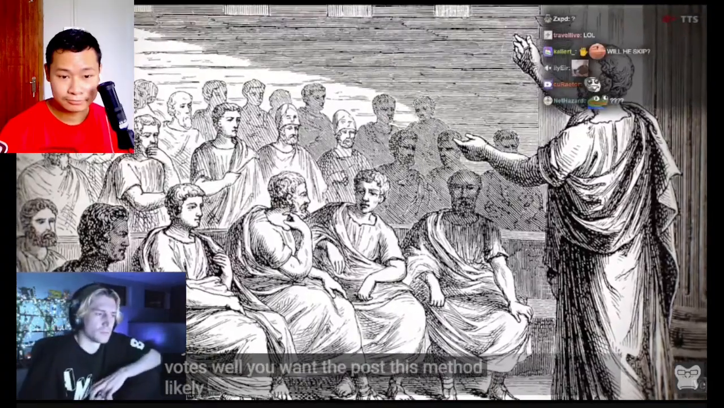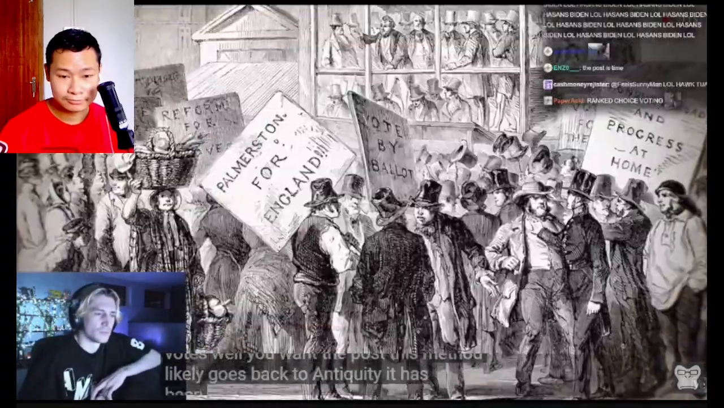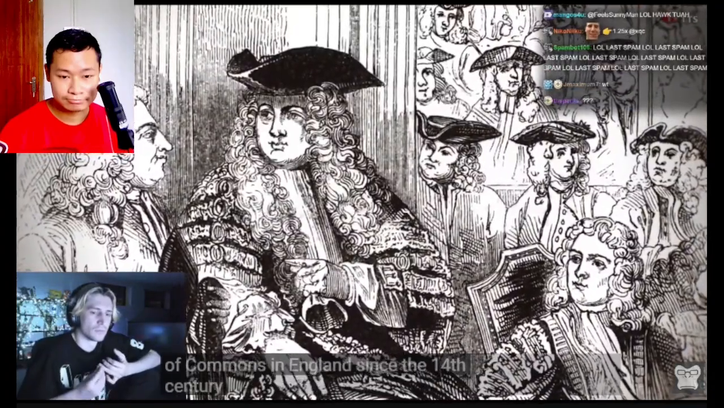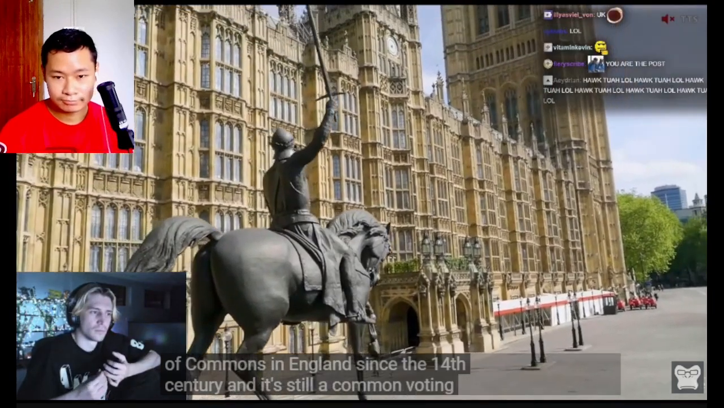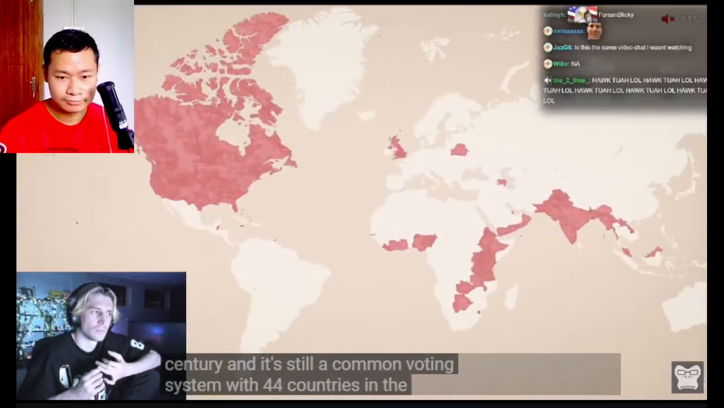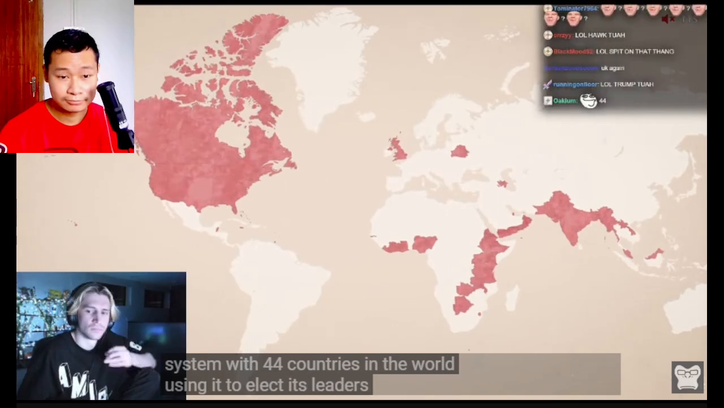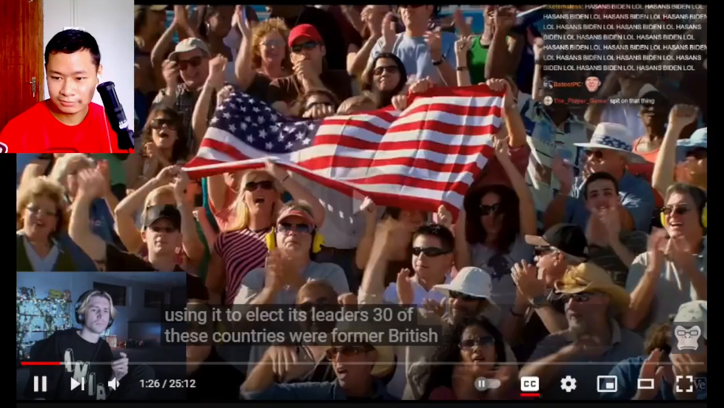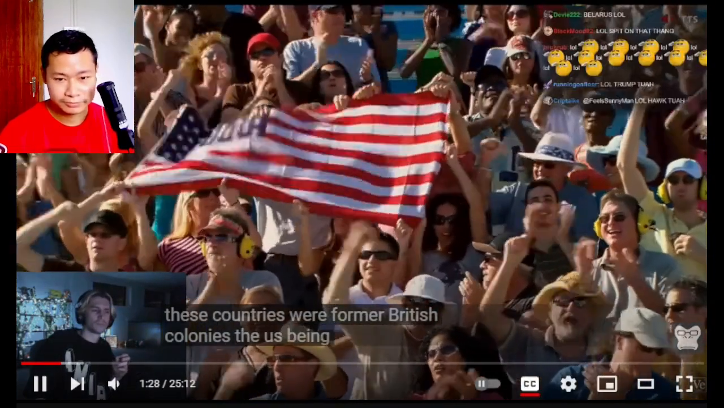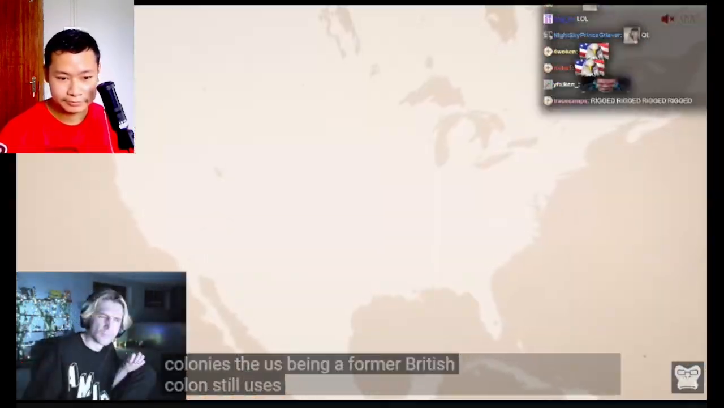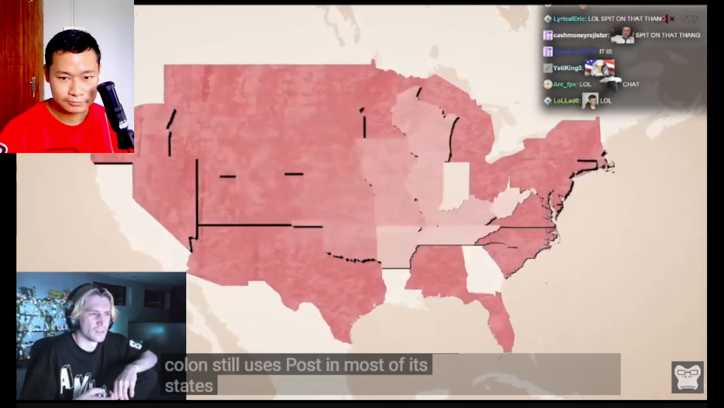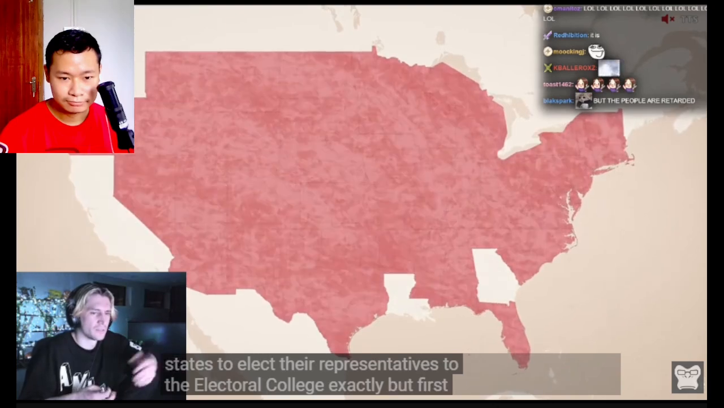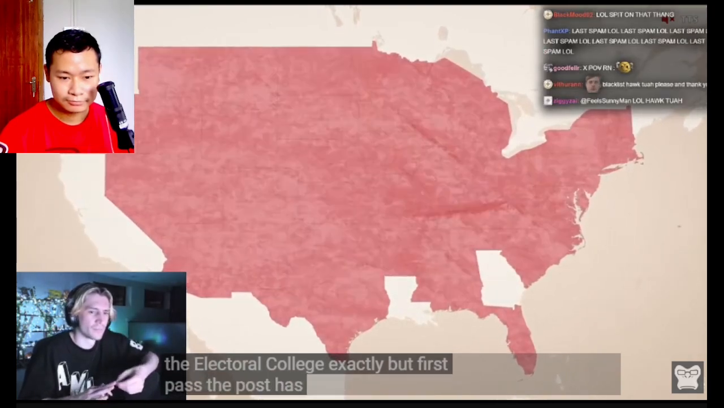This method likely goes back to antiquity. It has been used to elect members of the House of Commons in England since the 14th century, and it's still a common voting system with 44 countries in the world using it to elect its leaders. 30 of these countries were former British colonies. Wait, India too? The US, being a former British colony, still uses first-past-the-post in most of its states to elect their representatives to the Electoral College. Exactly. But first-past-the-post has problems.